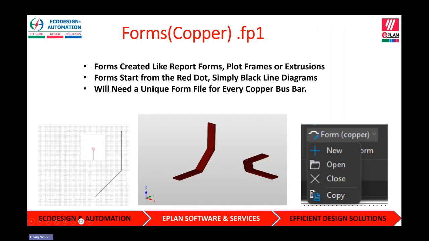Next, we've got forms. Forms are almost like extrusions, where you have a red origin point and you're drawing a 2D line graphic, and you're using that graphic as its form. It's saved as a form, and like reports and plot frame forms, you can open, close, or copy, meaning that you've got that full structure there to create a copy of an existing one and continue on in different versions of it. And you often require a unique form for every piece of copper bending, usually because each one of a set is a different phase and has to be made slightly differently.